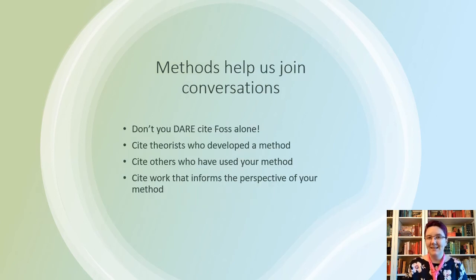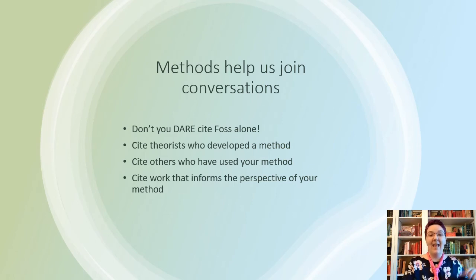Finally, methods help us join conversations. And this is beyond just the Toulmin model of argument, but it's something that's going to come up again and again, and I'm going to remind you again and again as you do rhetorical criticism. You are never a single person speaking out alone on a hillside. You're always part of a conversation between other rhetors, other rhetorical critics, and your audience. So methods help us do a few important things.